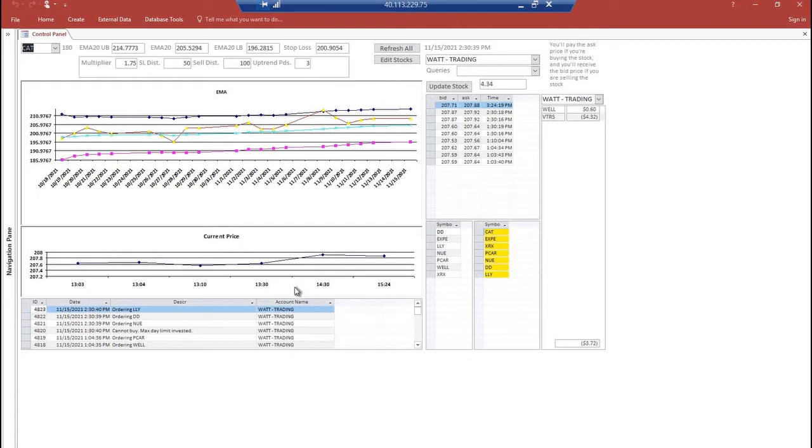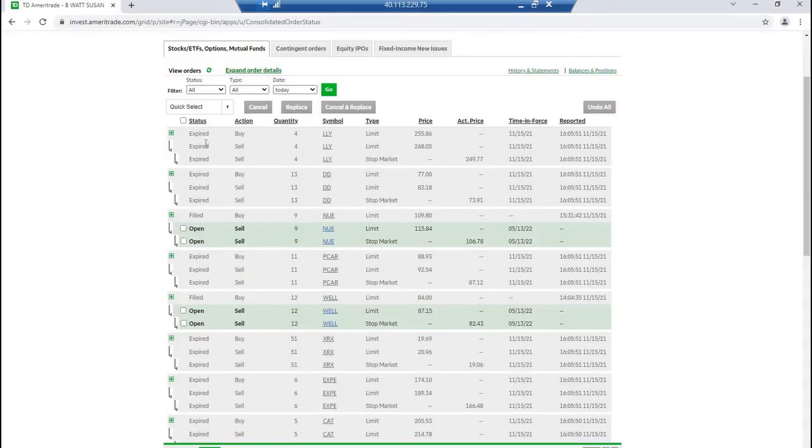If you want to look at what it's traded today, it looks like today it bought LLY, DD, NUE, PCAR, as well. It bought a lot of these, and if you go look at my TD Ameritrade account, it's after market hours right now, so these orders have already expired.